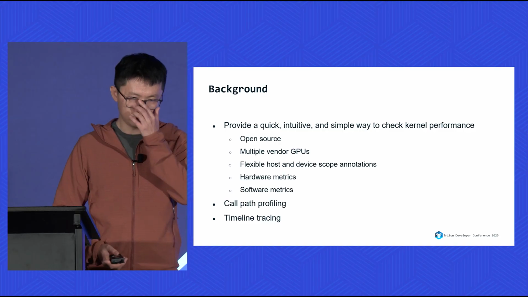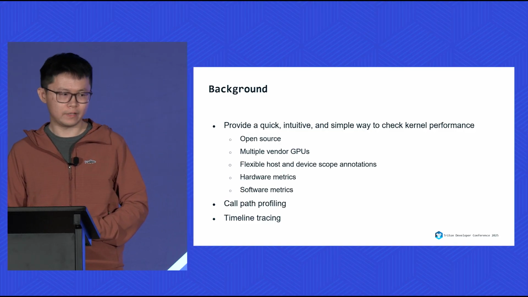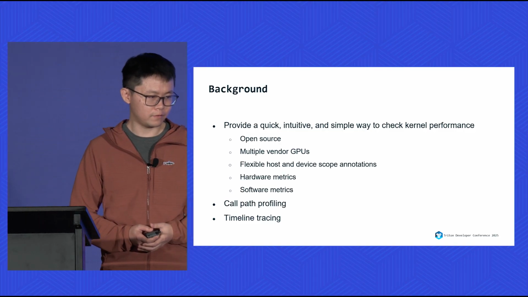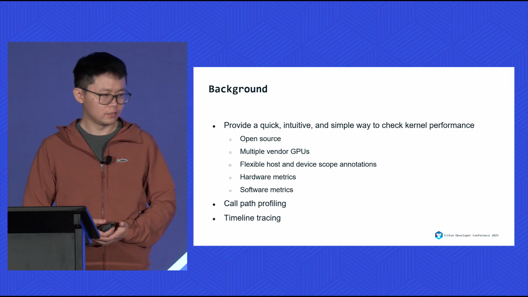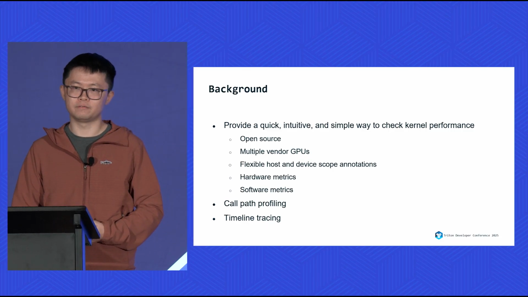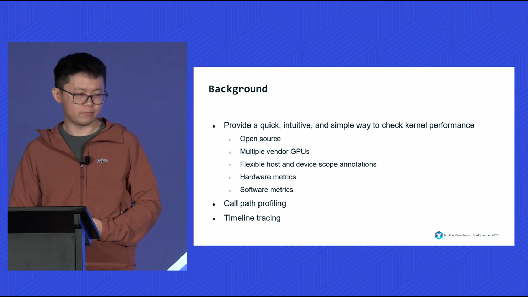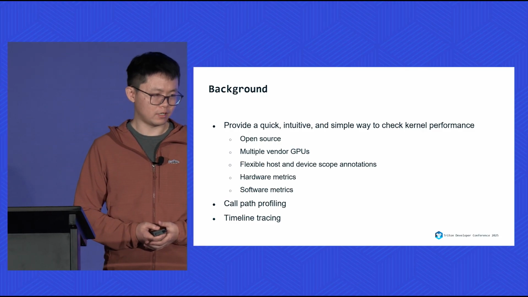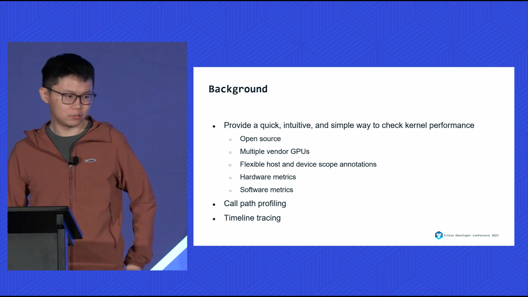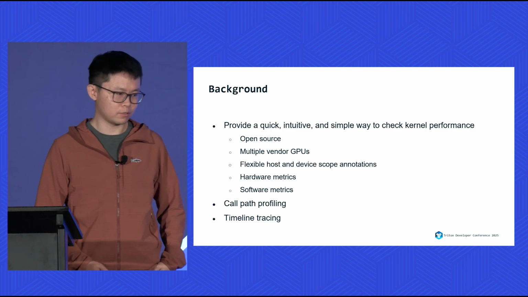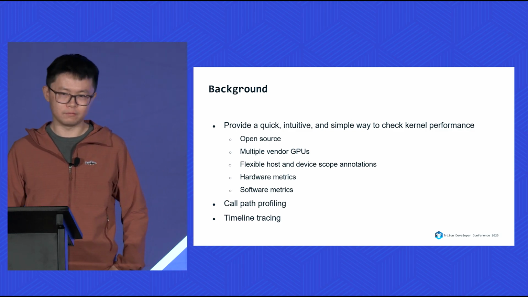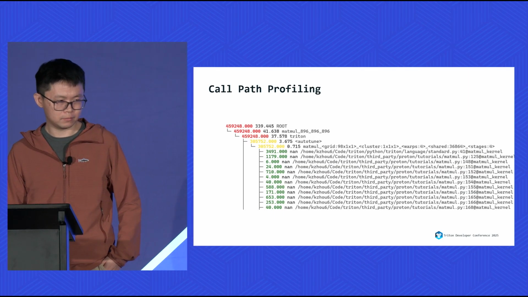There are two outstanding features of Proton compared to other vendor-provided profilers. The first is that it can annotate scopes on both the host side and the device side and aggregate metrics. The second is that we can collect metrics from both the hardware and the software. In the next two slides, I'm going to show you two profiling outputs of Proton, including the call path profiling view and the timeline tracing view. Let's start with the call path profiling view.